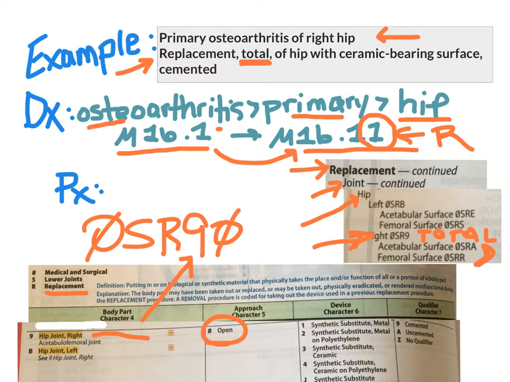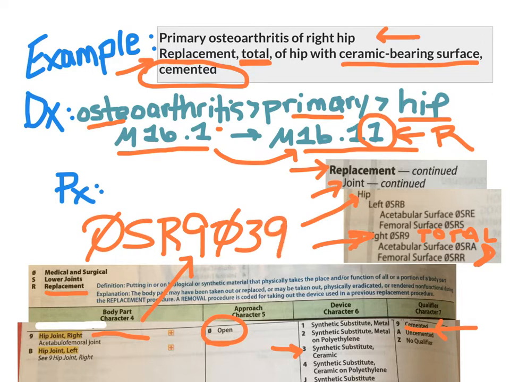It tells us that they're using a ceramic bearing surface, so that will be pulled in with character 6, synthetic substitute ceramic, 3, and then it says that the replacement is cemented in place. So that's pulled in with our qualifier character 7, and cemented is documented as character 9. So 0SR9039 is our final procedure code.